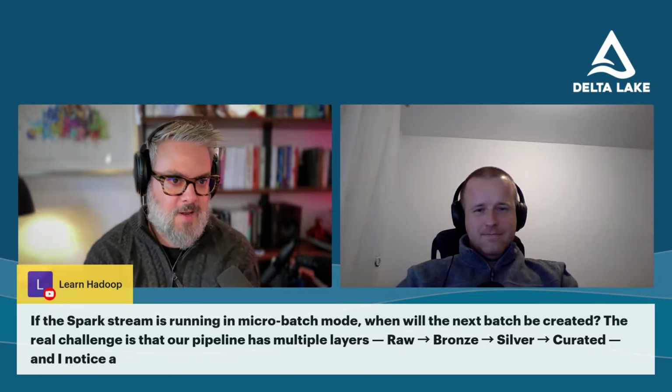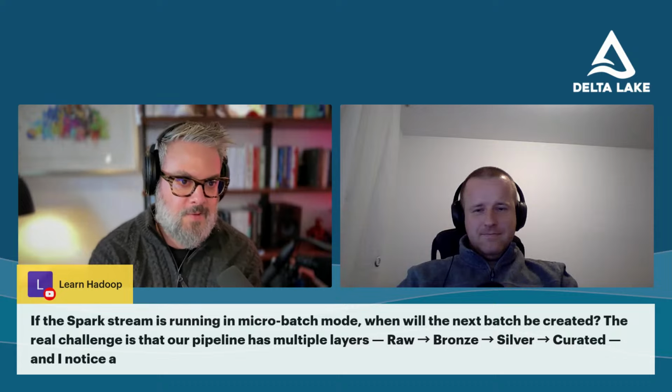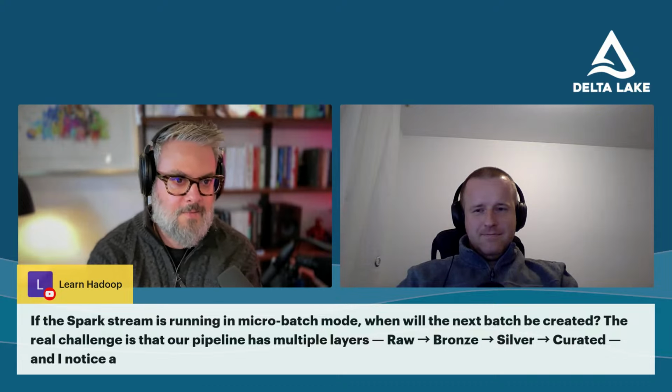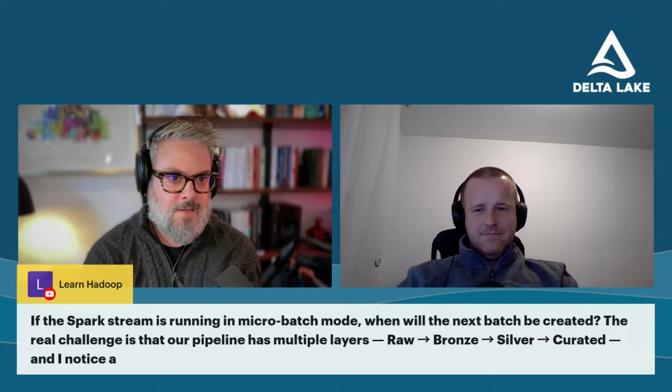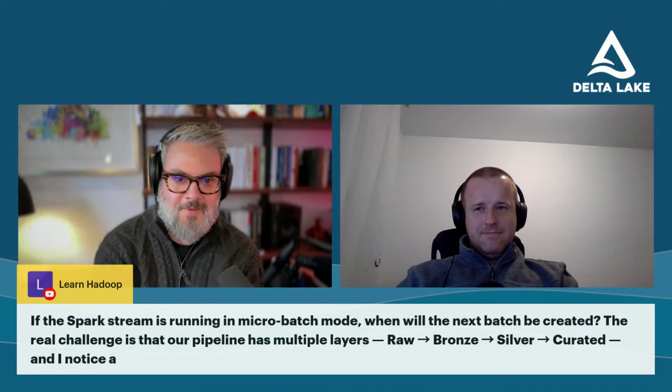Okay, there was another question. It says, if the Spark stream is running in microbatch mode, when will the next batch be created? The real challenge is that our pipeline has multiple layers: raw, bronze, silver, curated, etc. We notice a delay in data arriving in the gold layer. What could be the reason for that? Bartosz, do you want to take a shot at this one?